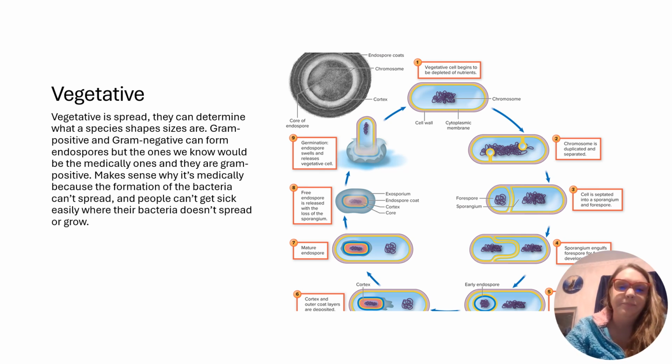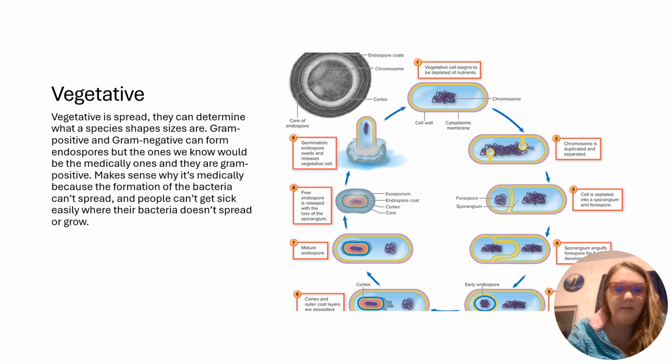Vegetative is a spread that can determine what a species' shape or size is. You have the gram-positive and the gram-negative. What happens is they can form endospores, but the ones that we would be able to know and that are popular are the medical ones, and they are the gram-positive.